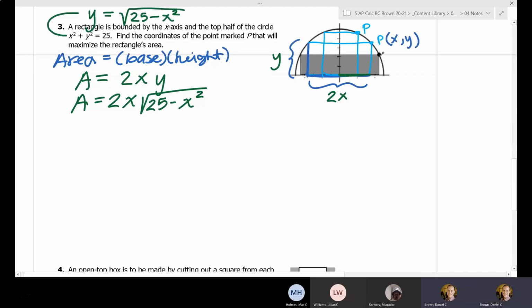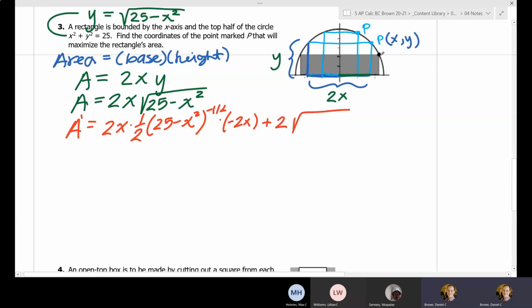So that's my primary equation. We want to find the maximum possible area, so we want to find the derivative of that. Make sure you find the derivative correctly. There's a product there with the chain rule. So I have A prime: the first times the derivative of the second. Don't forget your chain rule. Plus the derivative of the first times the second. You want to find the critical point with that area derivative.